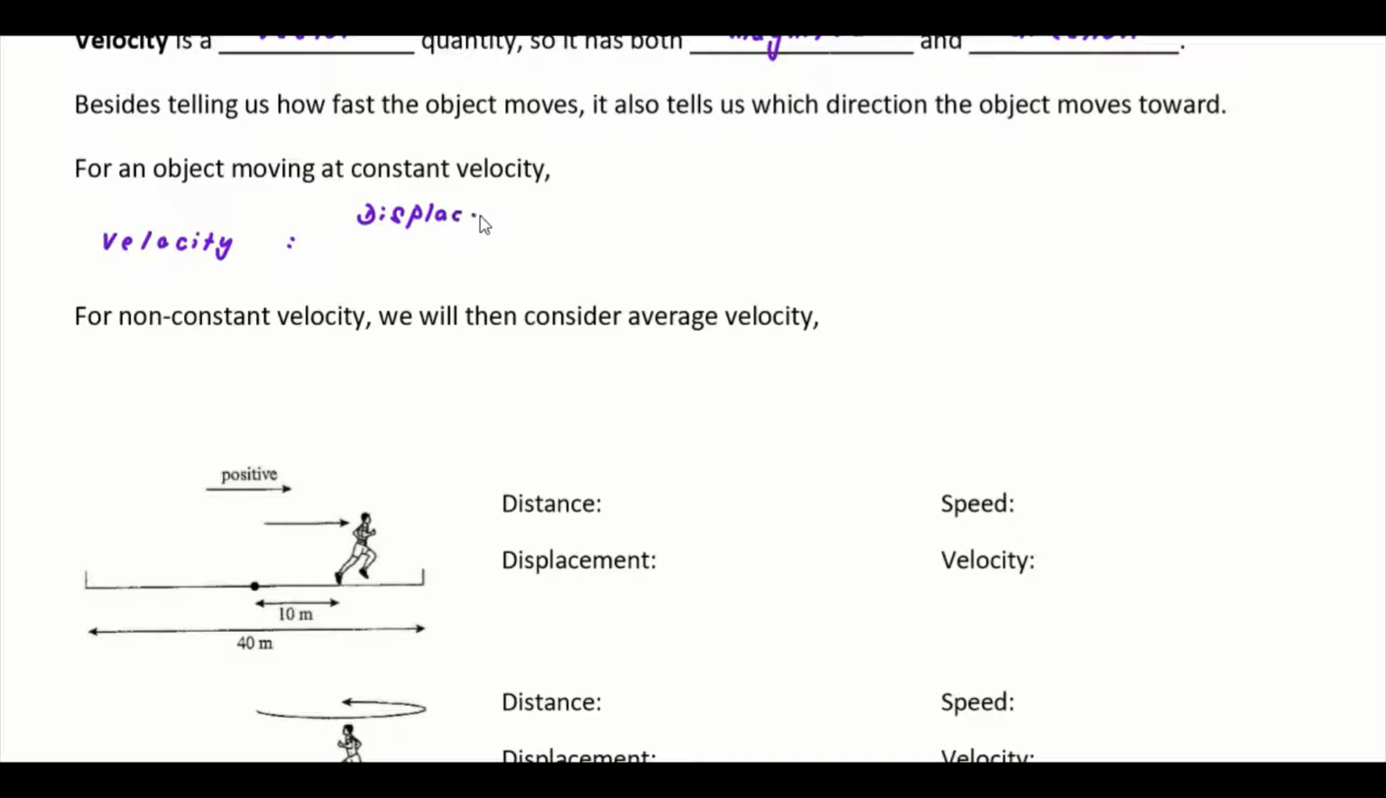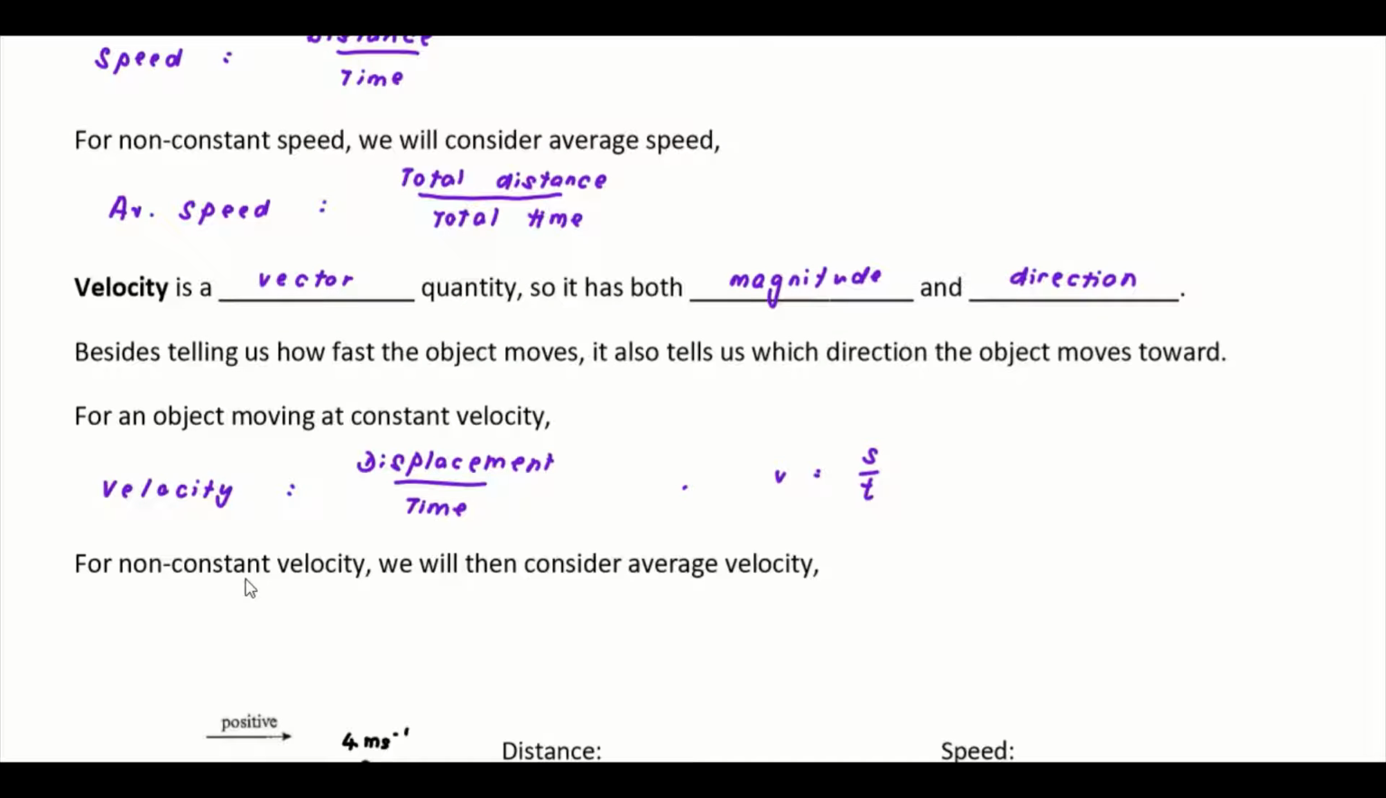Okay, displacement divided by time. So in short, you can always remember V equals S over T. It's the same thing if you want to get the displacement: S equals VT. So that's the idea.